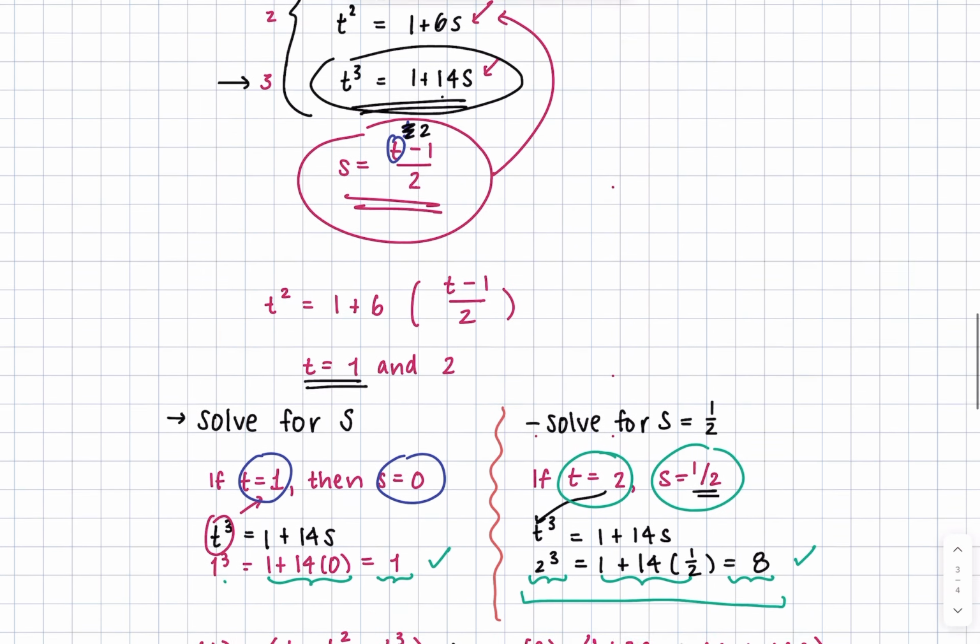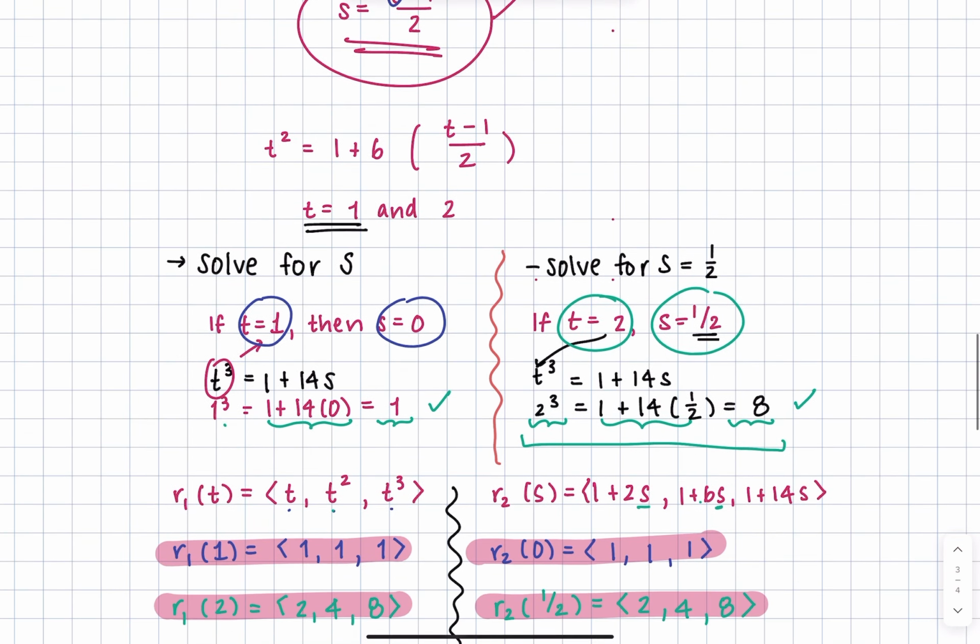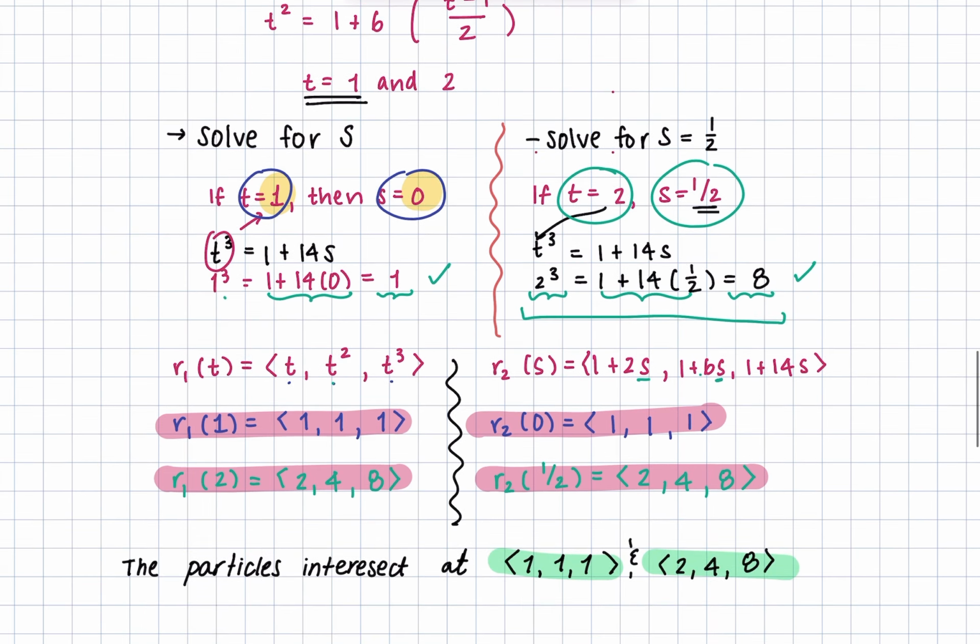Let's go up here. If t equals 1, then I would need s to also equal 1. So they don't collide at this vector. So no collision. No collision.